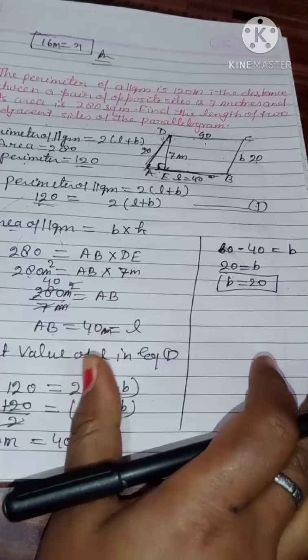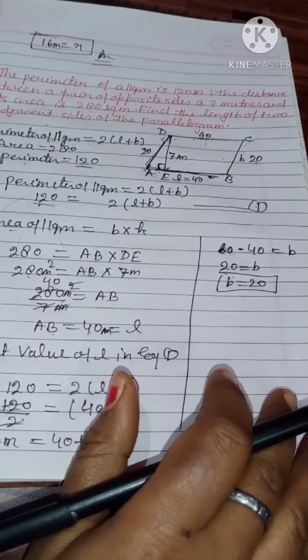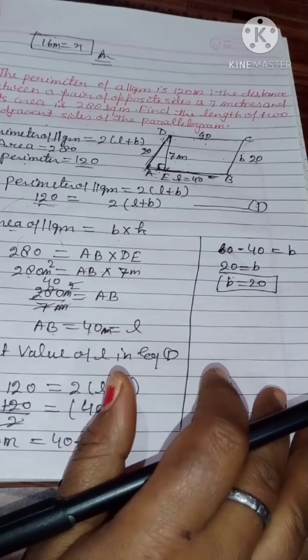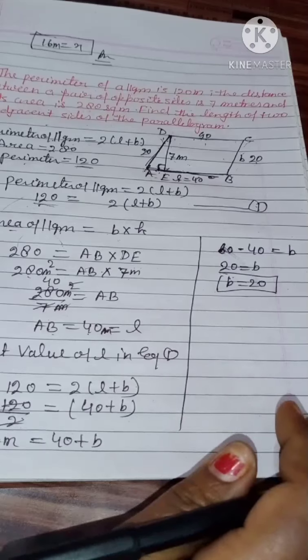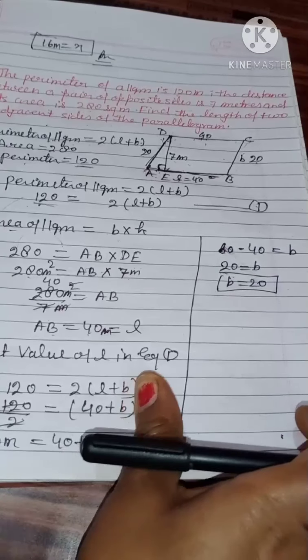Now question number 6 onwards, beta, we will discuss in the next period. That is enough for today. Complete till here.